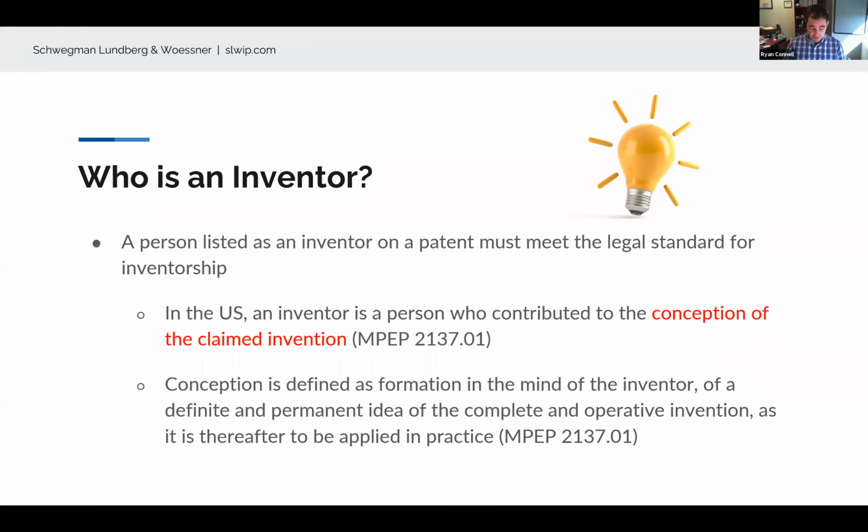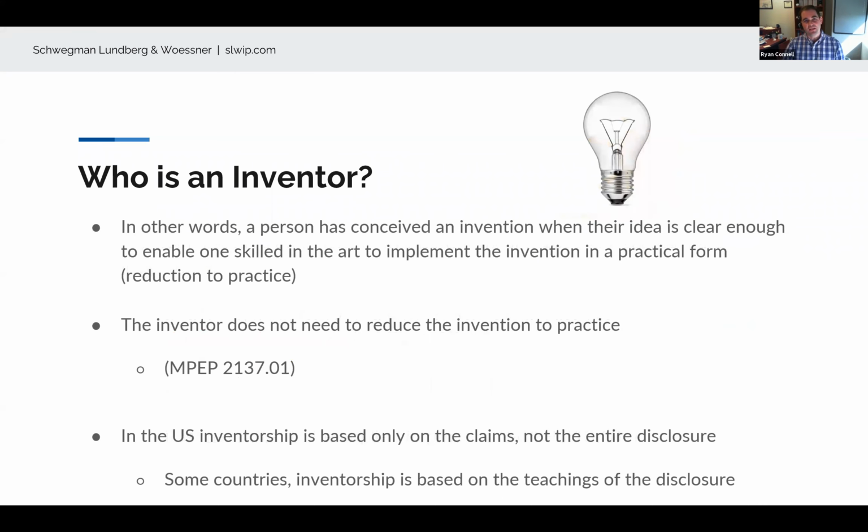Within that definition, conception is a loaded legal word, and it's a little bit wordy. I'll just quote it from the MPEP, then we'll talk about it a little bit more. But conception is defined as the formation in the mind of the inventor of a definite and permanent idea of the complete operative invention. It is thereafter to be applied in practice. In other words, it simply means that to actually have conceived of something, the person must have their idea in their head in such a manner that's clear enough that they could articulate it to somebody, not only what it is, how it works, and ideally be able to articulate it to such a degree that somebody of reasonable skill could take what they say and make, use, or practice the invention.